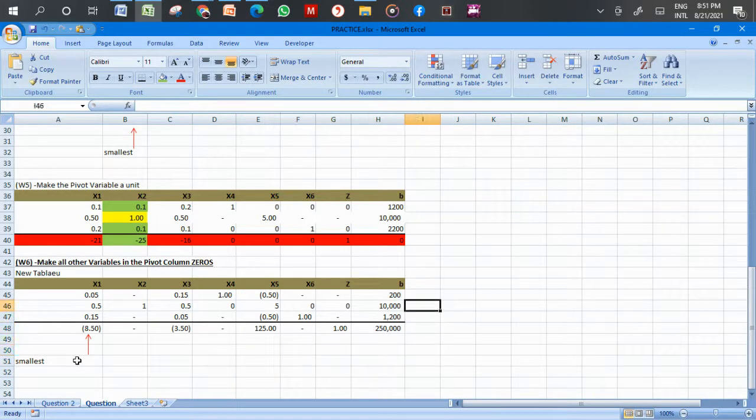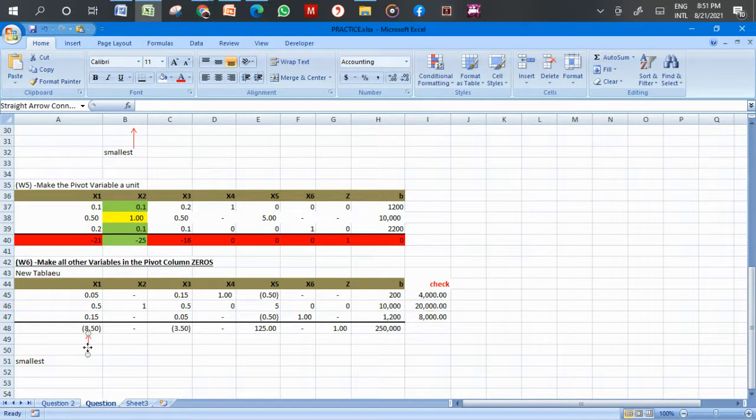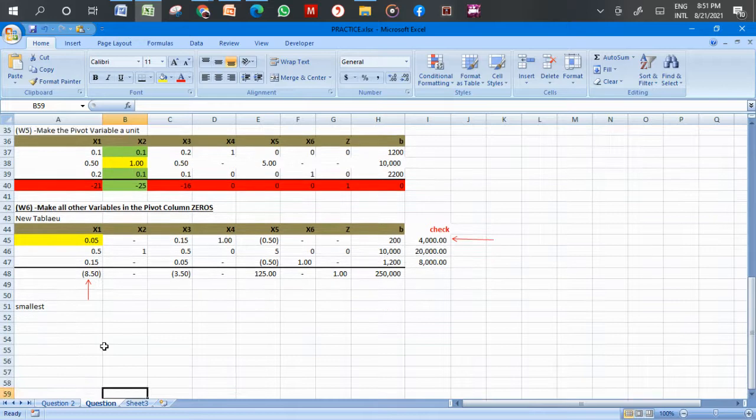And how do we find the pivot row? We check by doing this. How do we check? We say B, which is our constraint, we divide by the pivot column. So this is how we check. The smallest here will be which one? The smallest actually is the first one. That is our smallest. So that means our pivot variable becomes this one, where it is intersecting.